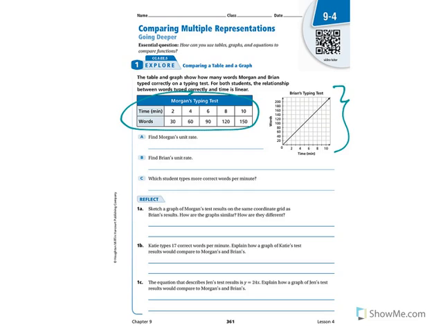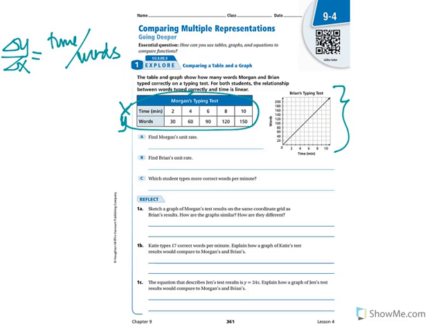All right, so if you take a look at our questions, we're finding Morgan's unit rate and Brian's unit rate. And then the third question says, which student types more correct words per minute? Okay, so what we're looking for is how fast each one is typing. And we know that our time is in minutes, our y represents the words. So when we find our slope, or what they're asking for in A and B is the unit rate, we're looking for the time versus how many words per minute. Okay, the unit rate, how fast they are each typing.